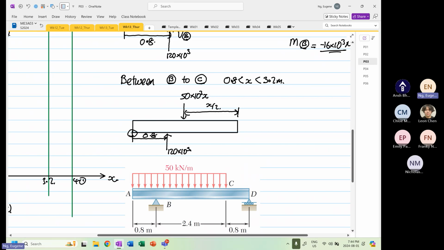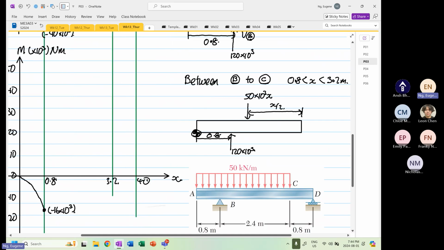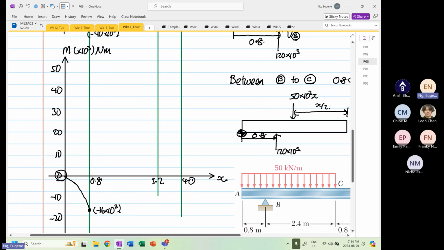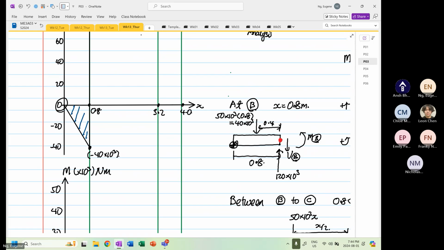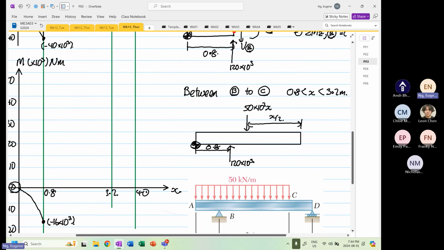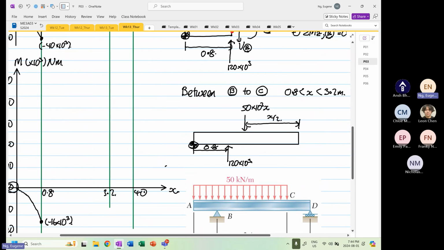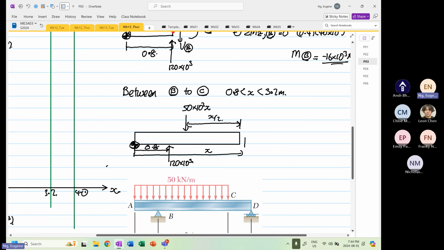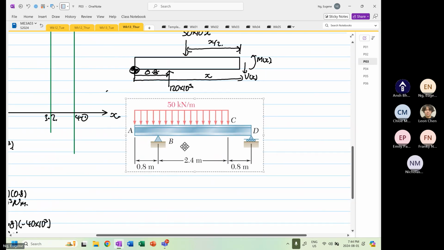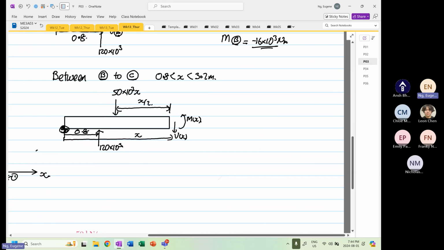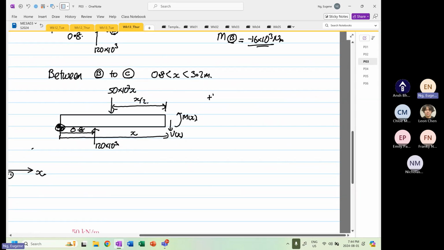And down here is still our datum. Why is the datum on the left-hand side? Because 0 is always on the left-hand side. So this is our x, and this is V as a function of x, and moment as a function of x. I don't think I need this diagram anymore. So again, same thing, summation of forces in the y direction.